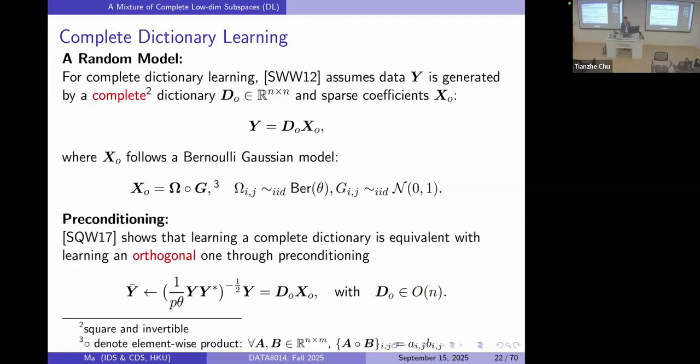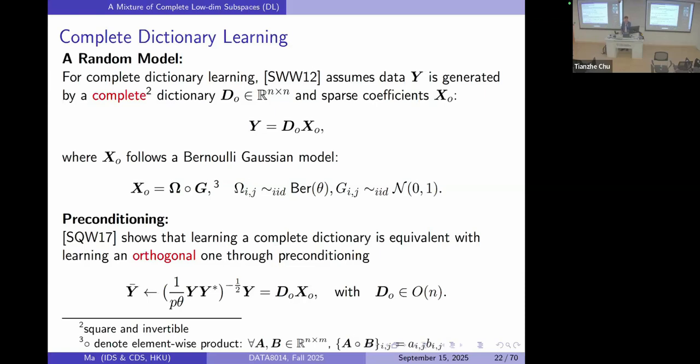So X is just the entry-wise multiplication of omega and G. Omega is the Bernoulli matrix, G is the Gaussian matrix, and X is the entry-wise product of the two matrices. Think of omega as a Bernoulli matrix where each entry is 1 or 0. The 1 shows up with probability theta, so theta controls how many non-zero entries there are. The smaller theta is, the sparser X is. G is the Gaussian-controlled part.